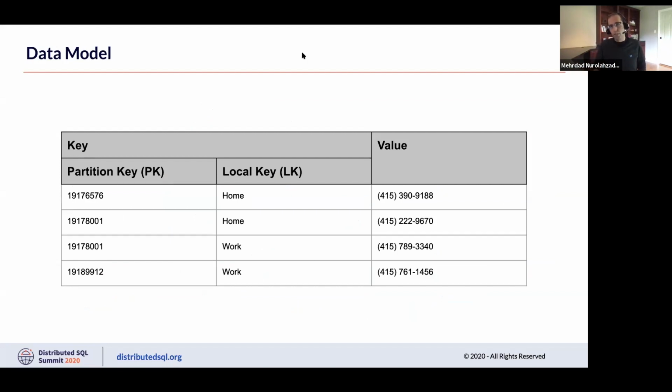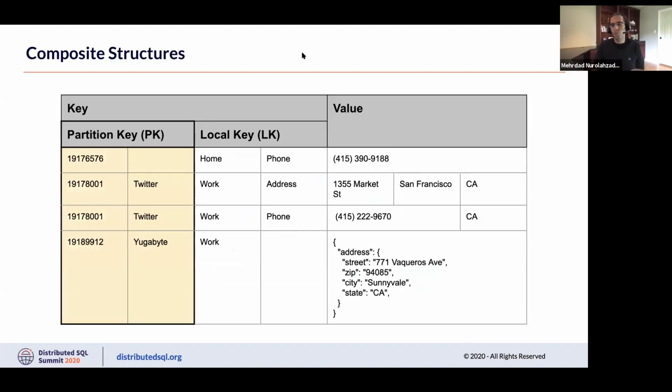The data model is quite simple. Every record has a partition key, a local key, which is optional, and a value, again optional. And these components are scalar types, like strings or numbers, or even binaries, or they can be composite types, which can be a combination of multiple scalar types. And the partition key decides which partition out of many thousands in the cluster this key belongs to. And a hash function is used for the mapping of partition keys to partitions.